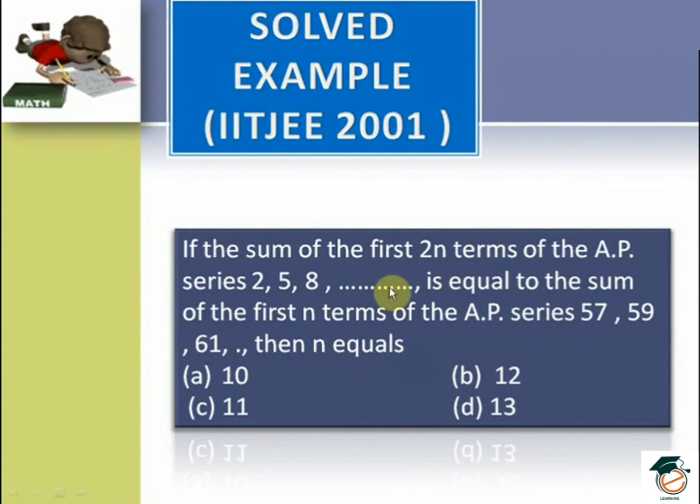So in this problem we have been given two AP series and the condition is the first 2n terms of the first AP is equal to the first n terms of the second AP, and we have to find the value of n, and four options have been given to us. So let's look at the solution of this problem.